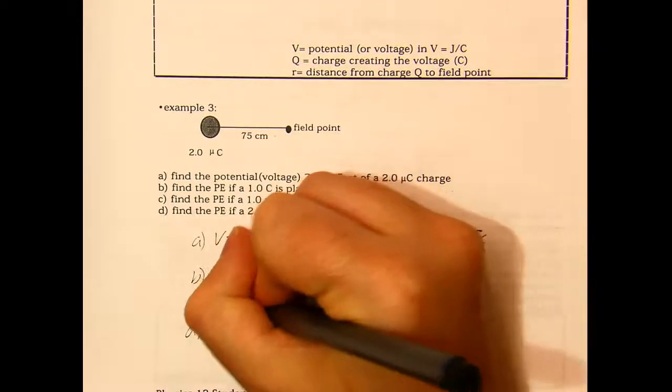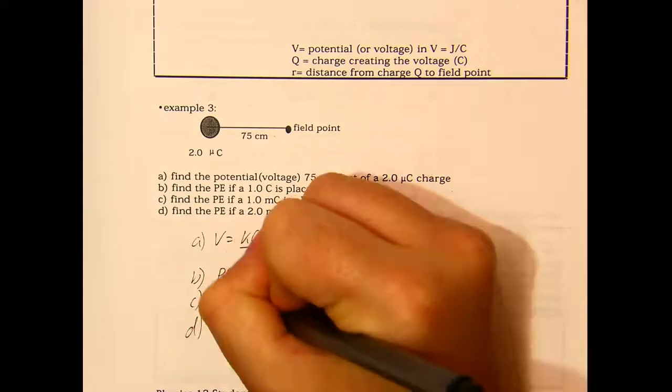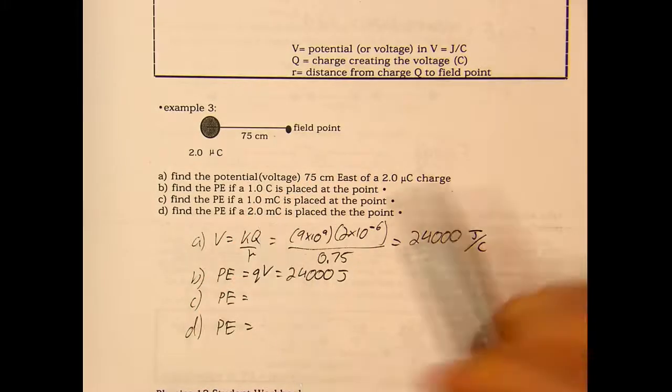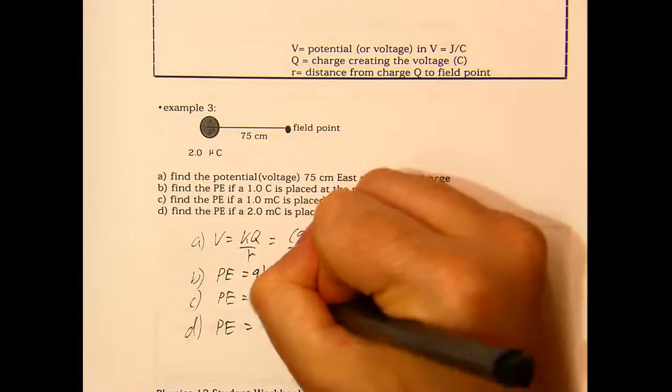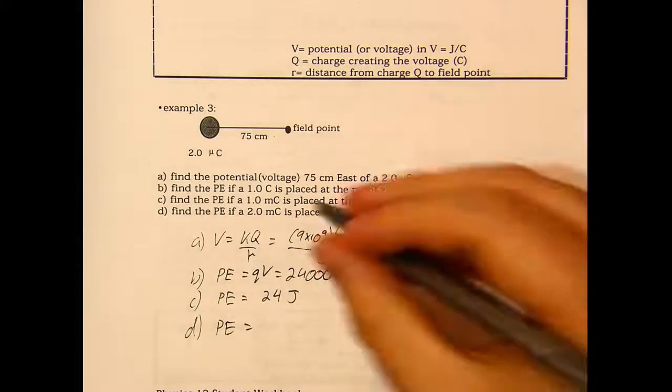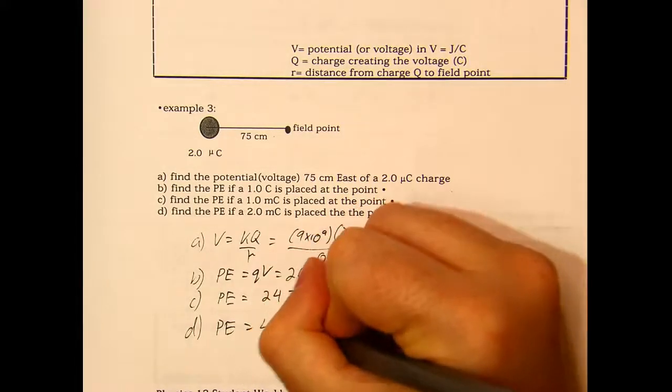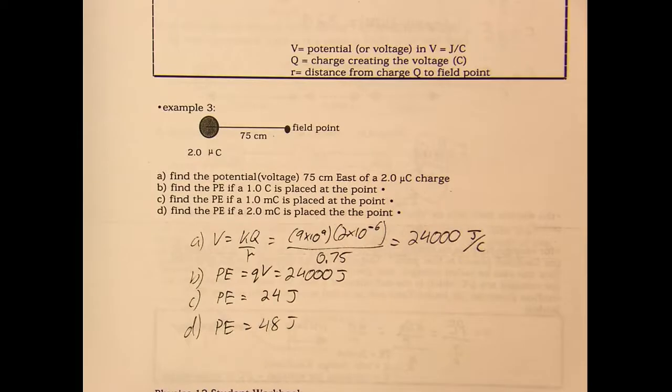We can do the same thing for C and D. 1 millicoulomb is going to be 24 joules of potential energy, and then 2 millicoulombs is going to be 48 joules of potential energy. And if you want to run those calculations, you'd be welcome to do that yourself.